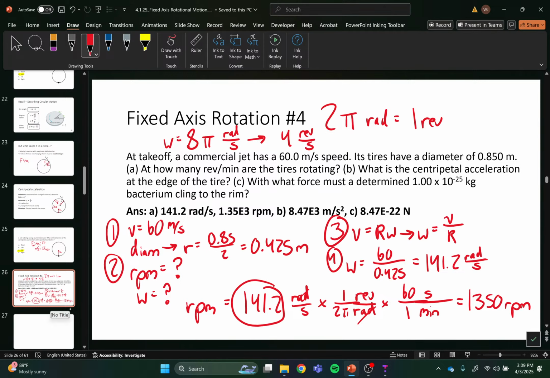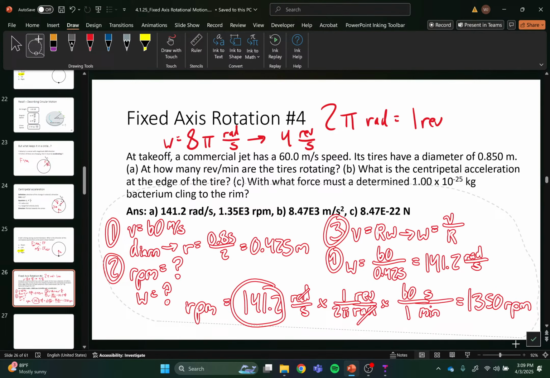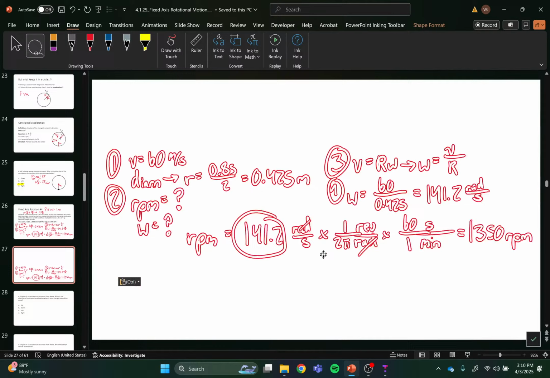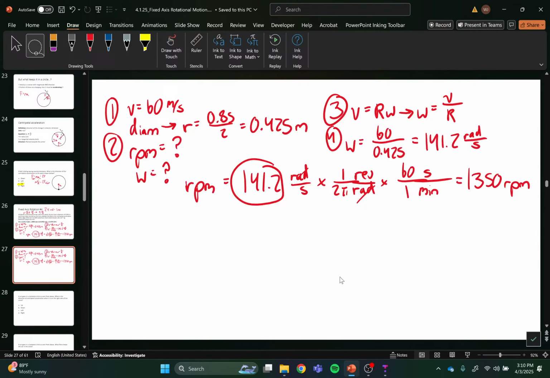Part B is really easy. What is the centripetal acceleration? This is super, super easy because I've literally only given you one equation for centripetal acceleration. Centripetal acceleration is v squared over r. So just chuck in the numbers and you get the answer.